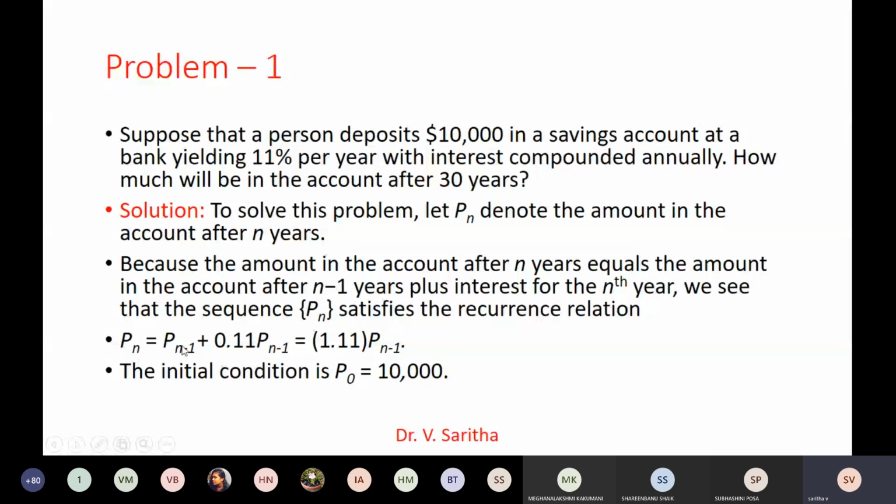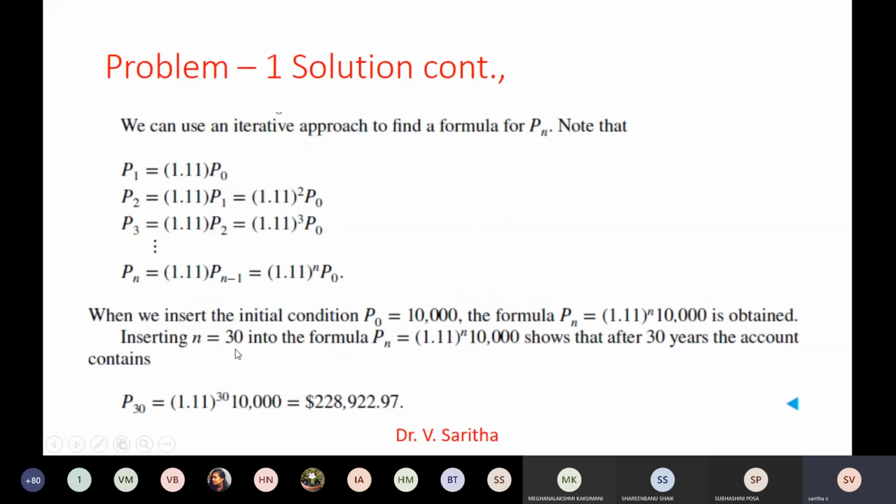So what we will do is find the solution for this. In this fashion, P2 equals 1.11 squared P0. So that is Pn in terms of P0. If we are able to find that, it is nothing but the solution of your recursive function. When you are able to express Pn in terms of the initial value P0, it will be easy to calculate the result. In this case, you can substitute 30 for n and calculate P30. So P30 equals 1.11 to the power 30 times 10,000, which is this many dollars.